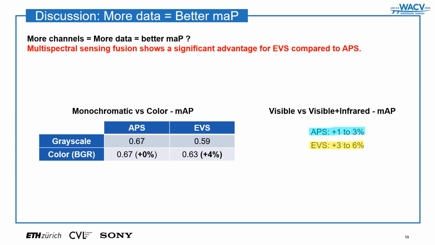Now, one could claim that our results are trivial, and if you use more channels, your data carries more information, which means a better detection, right? Yeah, this is true, but our most important result is that EVS uses more effectively the multispectral data. We've seen that APS color shows no advantage over grayscale images, but EVS color does. On the other hand, APS with infrared shows 1 to 3% improvement, while events with infrared improve twice as much.